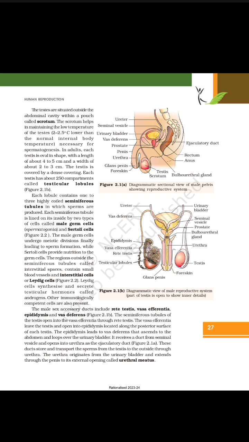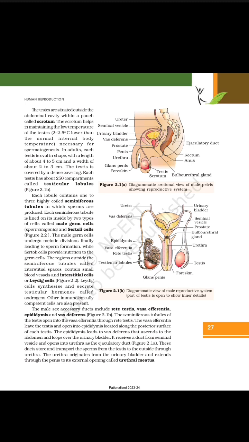The testes are situated outside the abdominal cavity within a pouch called scrotum. The scrotum helps in maintaining the low temperature of testes, 2 to 2.5 degrees Celsius lower than the normal internal body temperature, necessary for spermatogenesis. In adults, each testis is oval in shape with a length of about 4 to 5 centimeter and a width of about 2 to 3 centimeter.